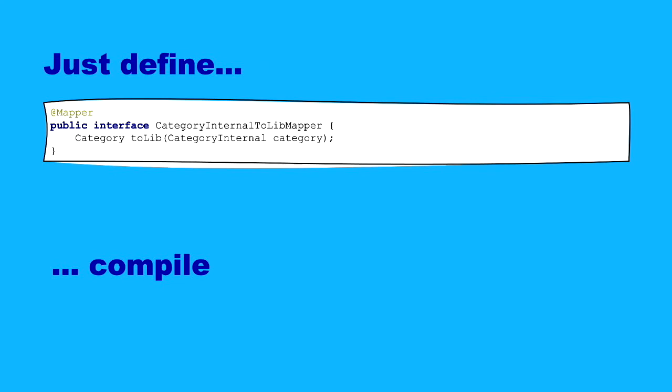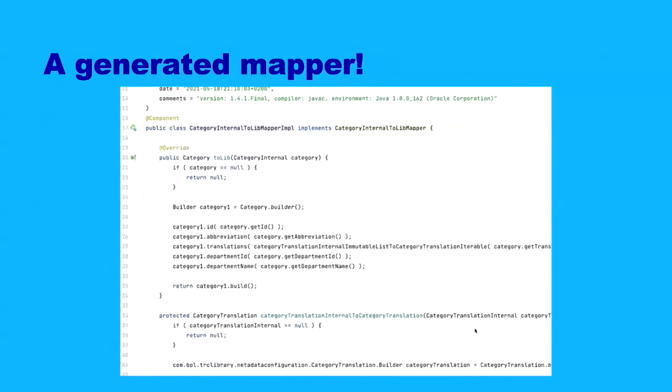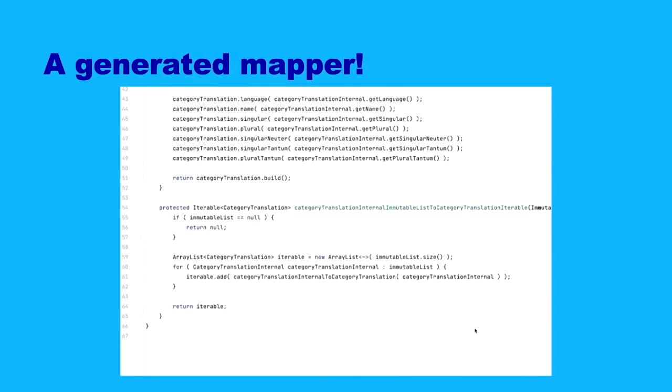To go for this case, we just need to define one interface, a mapper, annotate it with a Mapper annotation, and tell MapStruct that we're looking for a method which can map our internal domain model to the library category model. Compile, and there you go, a fully generated mapper. Look at all those lines of code we didn't have to write ourselves. Isn't that great?